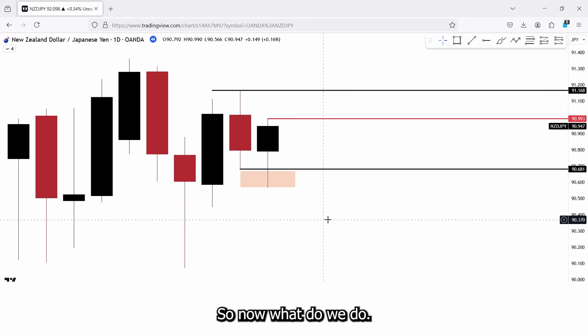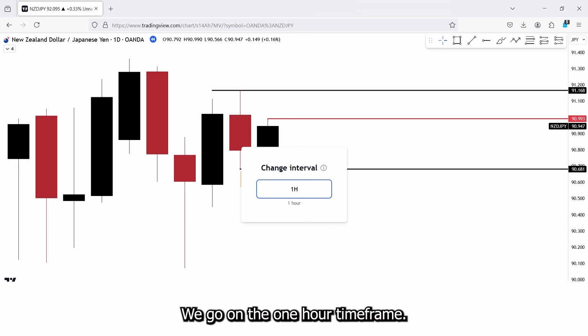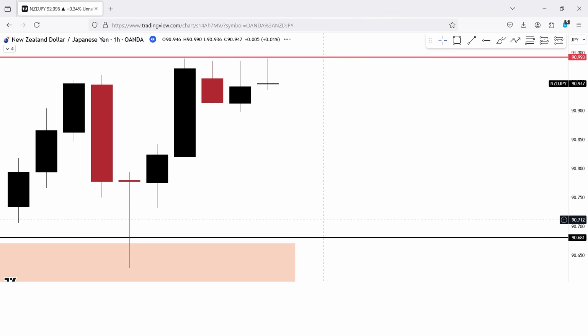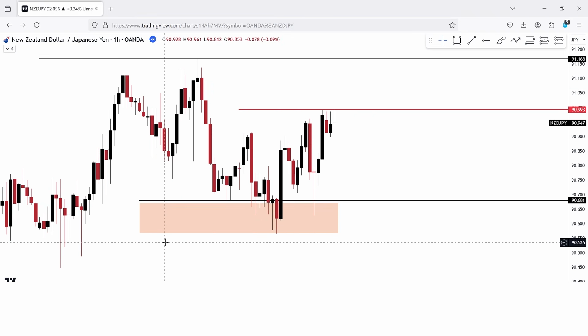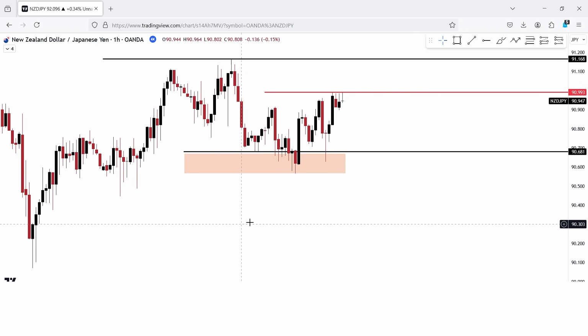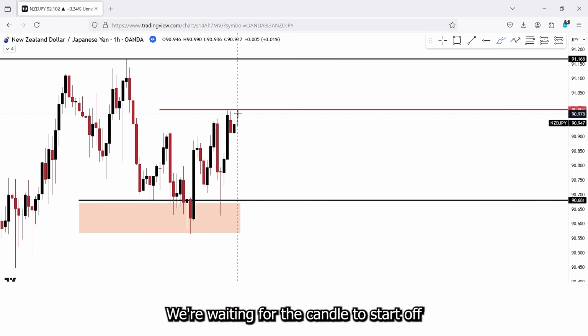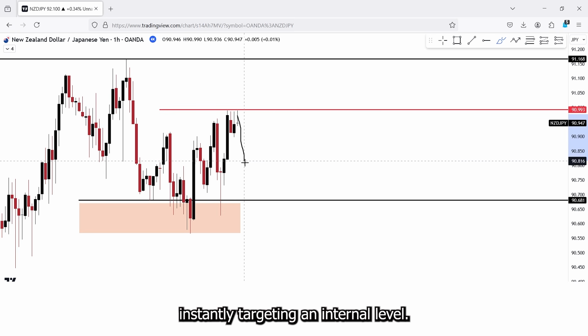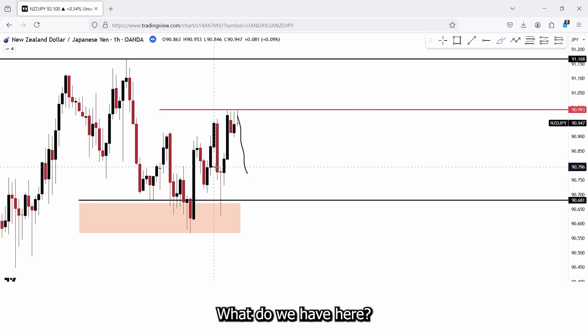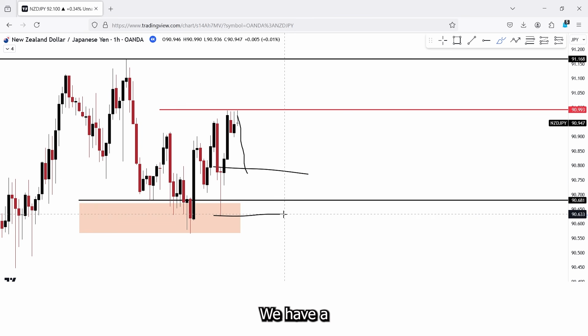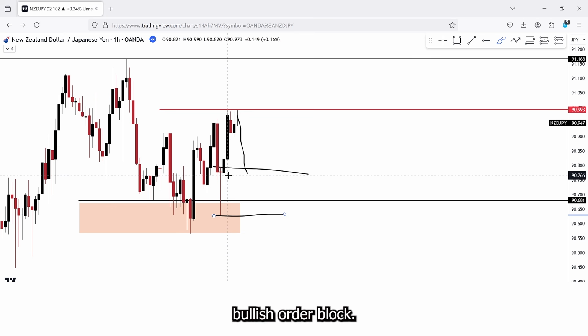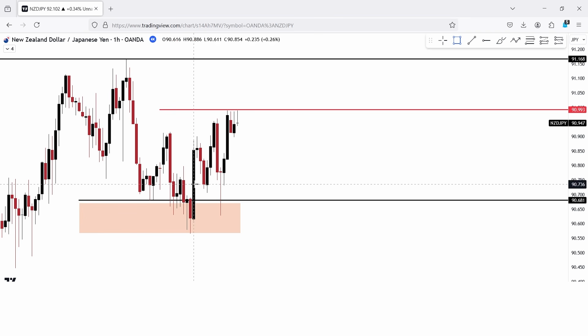So now what do we do? We go on the 1 hour time frame. And when trading the instant internal rejection, what are we waiting for? We're waiting for the candle to start off instantly targeting an internal level. And what do we have here? We have a bullish order block. Let's mark up our bullish order block.